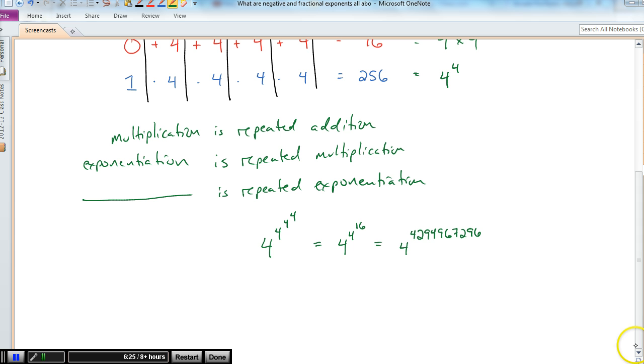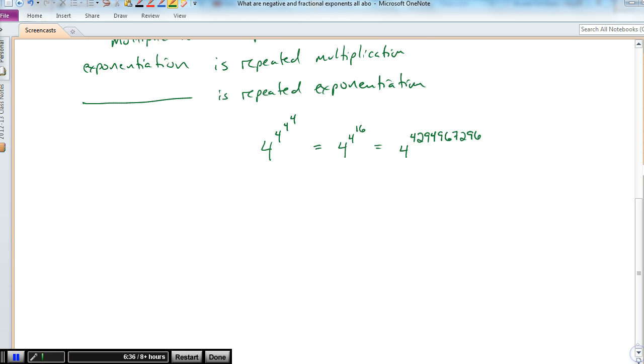Okay, so why did I do all this? Well, I'm just trying to distinguish addition and subtraction from multiplication and division. And then I'm trying to distinguish exponentiation and logarithms from addition, subtraction, and multiplication, division. So let's just go through the concept of inverses here.